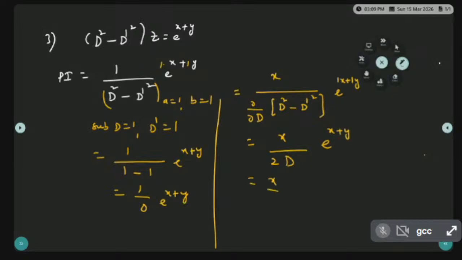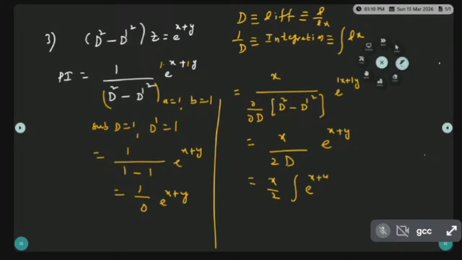Now, dear students, what is the differentiation and 1 by d, integration, 1 by d integration. This is d by dx. This is integration. That is integration. Integration of e power x plus y dx.